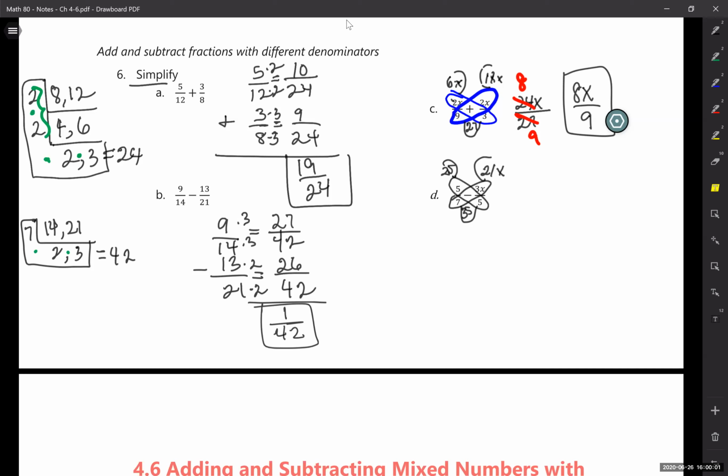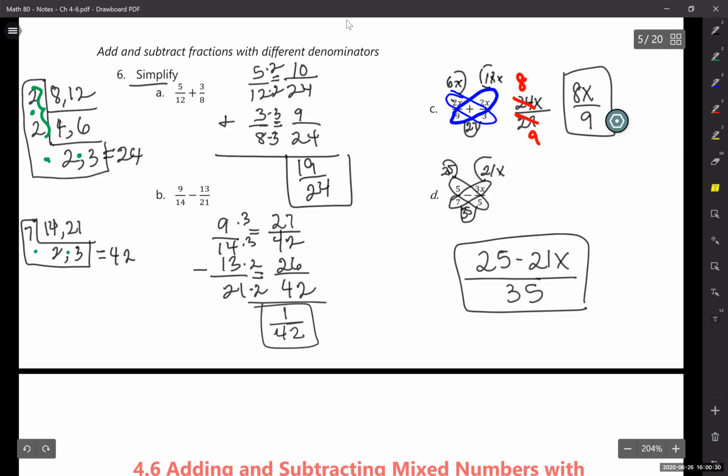And so really the main trick, I guess you could say, on this problem is to recognize that the numerators are not like terms. So you can't even put them together. You can't even combine them. All we can do in this problem is write 25 minus 21x, because they don't go together. They're not both x's. And therefore, the denominator is 35, and we are done with that problem.